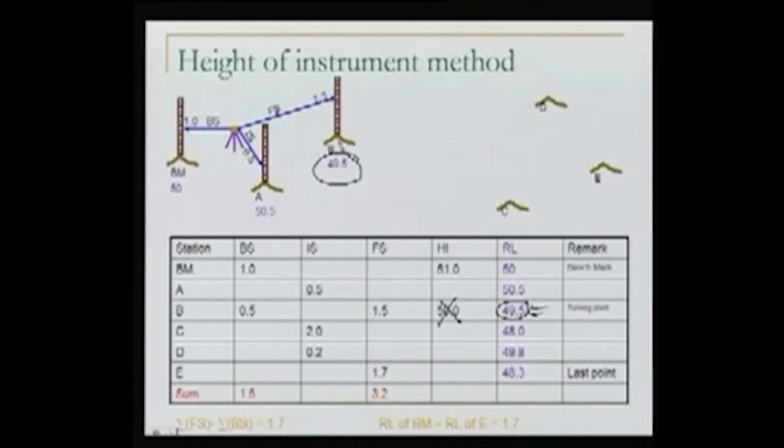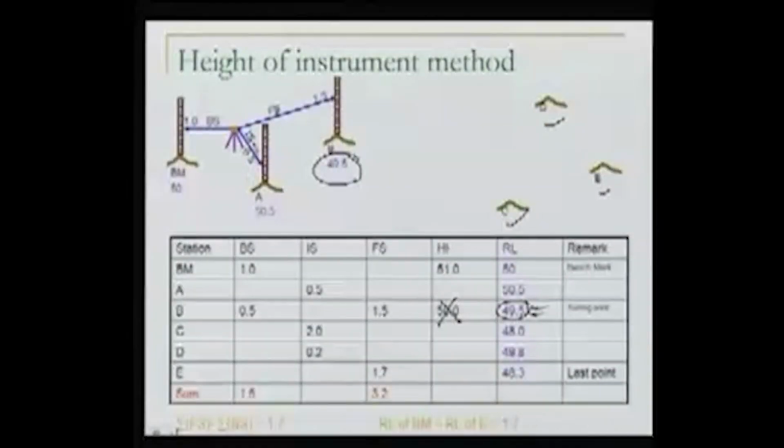Well, the next job is, because we need to find the RLs of C, D and E also, here you have to take a decision. The decision is, should we continue from the same level position, or should we shift our level now? Because if I continue taking the observations from the same level position, my backsight and foresights will not be balanced. My foresight is going to be very, very long.